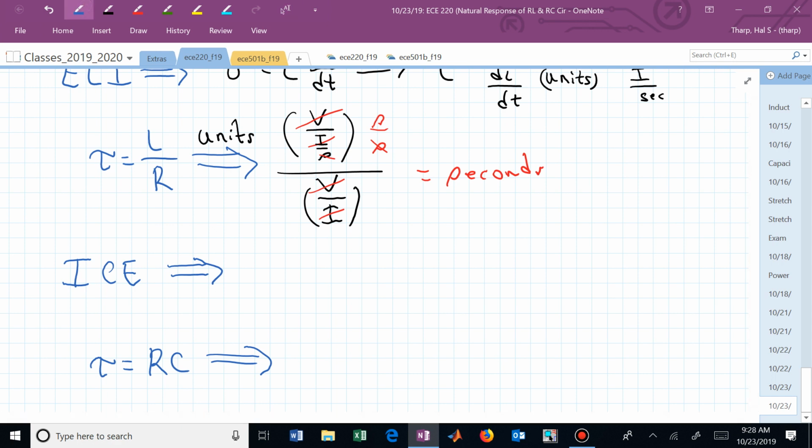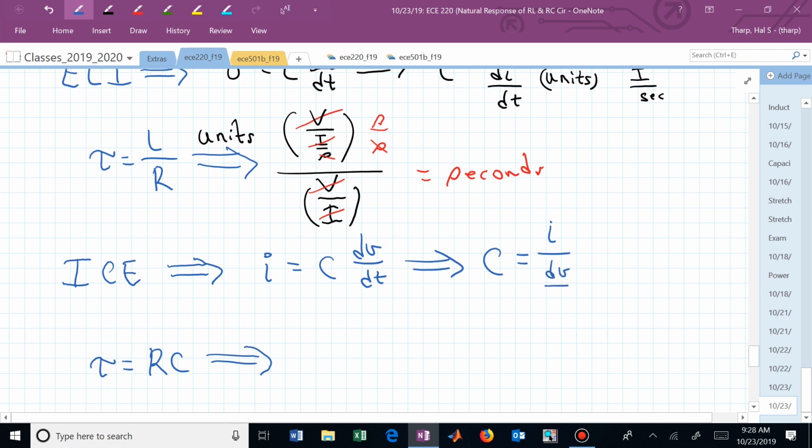ICE, we can now use to help us find the units on the RC time constant and verify that it's seconds. So ICE says we have I is equal to C dV dt, or C is now I over dV dt, which in units give us I over V over S.